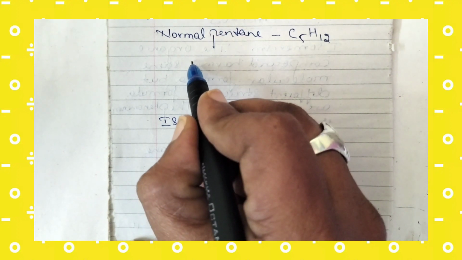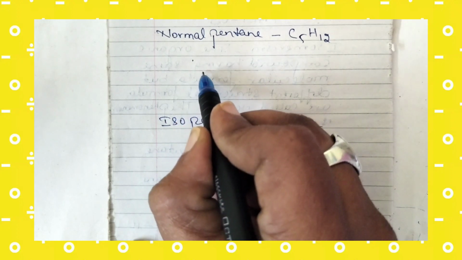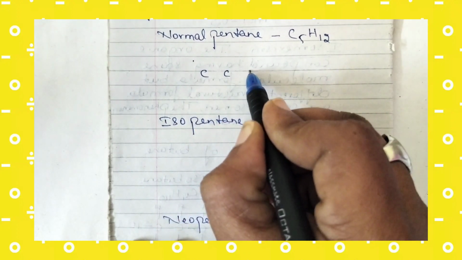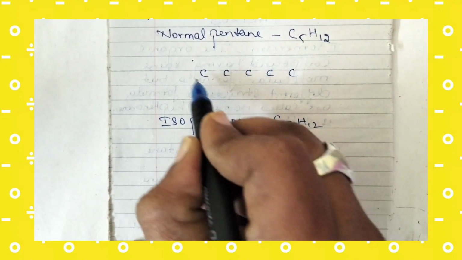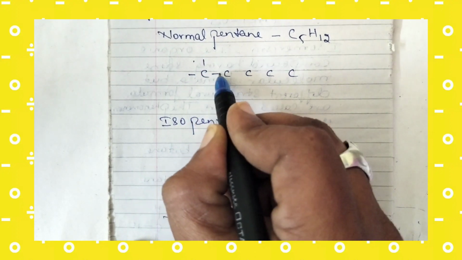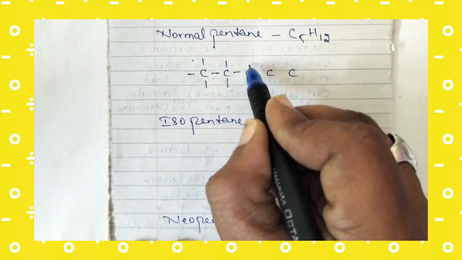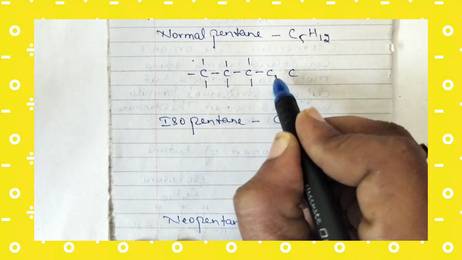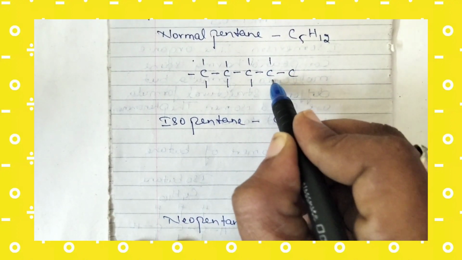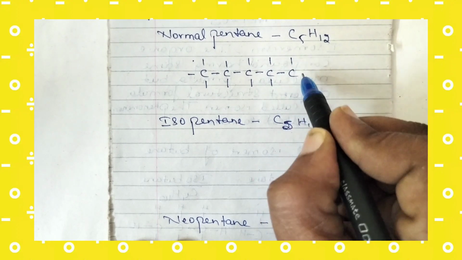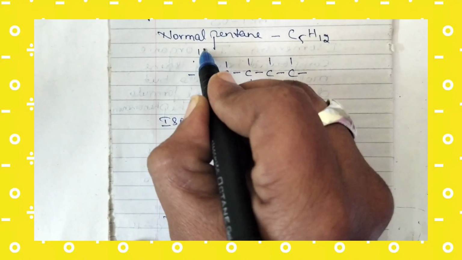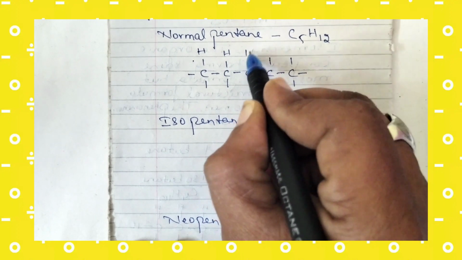Now let us write the structure for normal pentane. That is 1, 2, 3, 4, 5, a straight chain. So let us link hydrogen now.